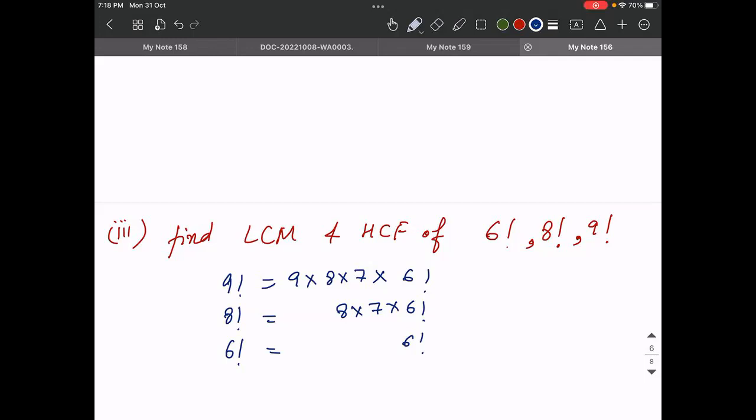Okay, I don't know. LCM, obviously from here what you can say, it is 9 factorial, right? LCM is 9 factorial, HCF is what? 6 factorial it is. How? Explain.